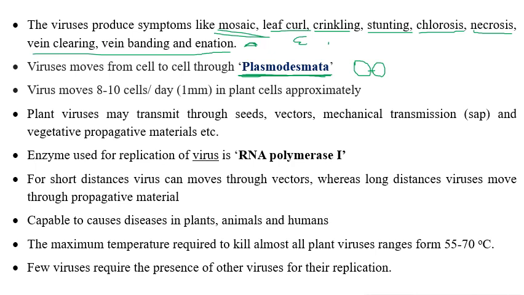Plasmodesmata is smaller than a plant virus, but the virus can produce a movement protein. This movement protein mediates the movement through plasmodesmata, even though the plasmodesmata is smaller than the plant virus. Due to the production of movement protein by the plant virus, the movement can happen through plasmodesmata.